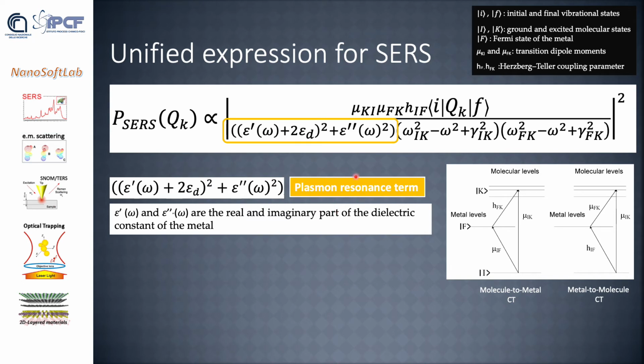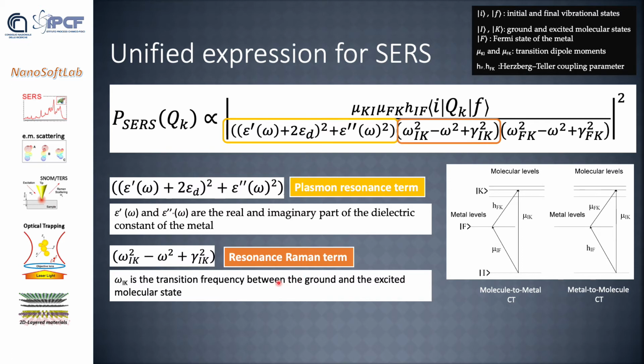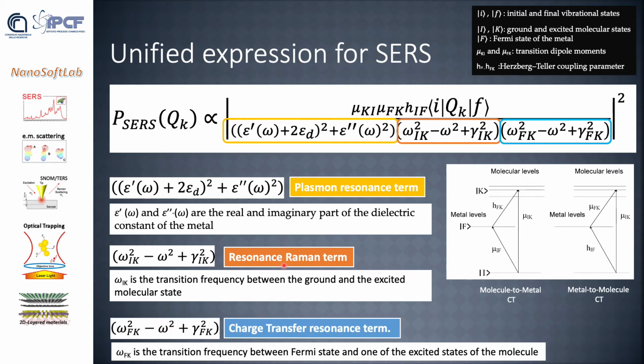The first is the plasmon resonant term, here at the denominator, that describes the possibility to resonantly excite plasmons in the metal nanostructure, in the metal substrate. Second is the resonance Raman term, in the case that the photon energy is sufficient to reach an excited state. And finally, the charge transfer resonance term, where omega Fk is the transition frequency between the Fermi state and one of the states of the molecule, in the case of the metal-to-molecule charge transfer.